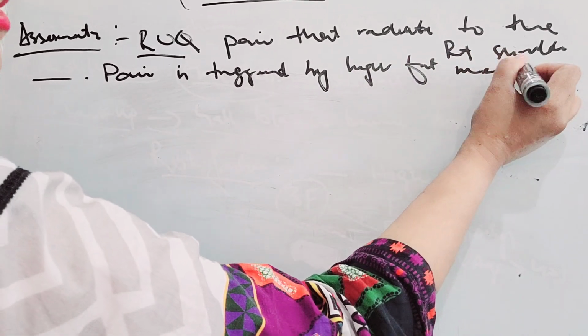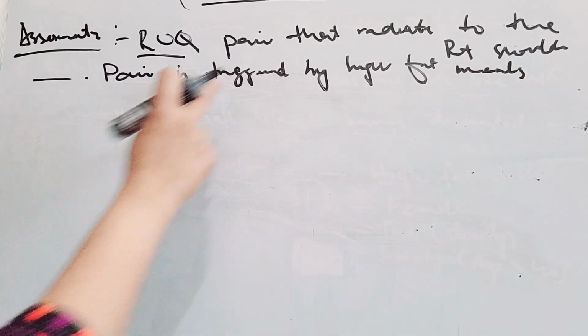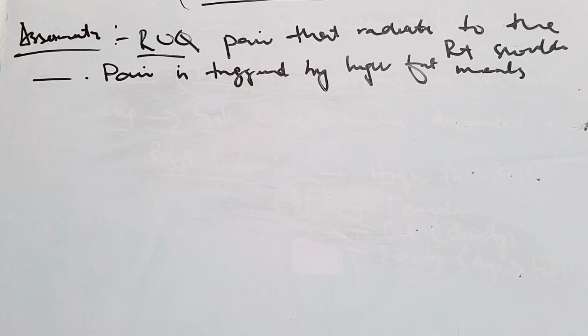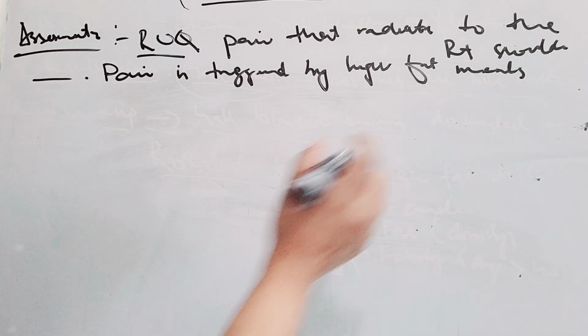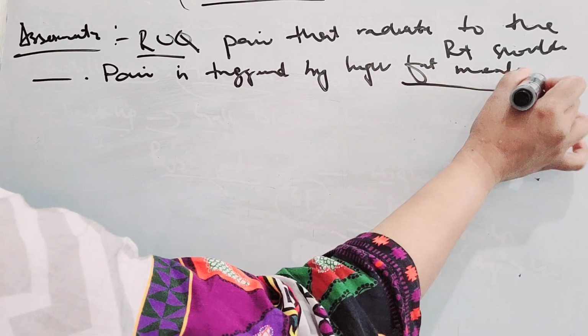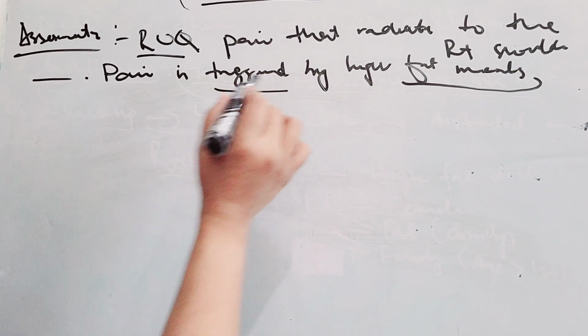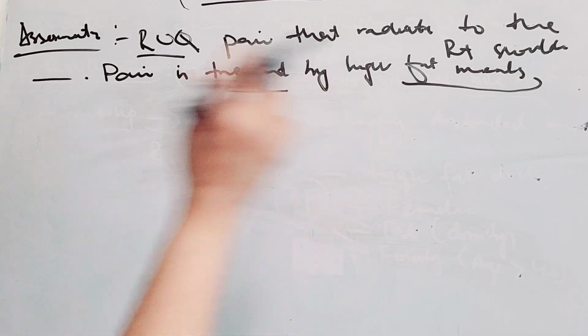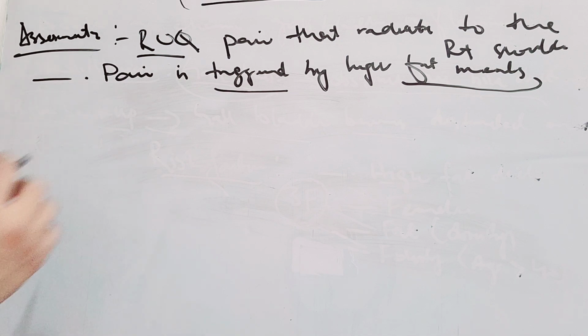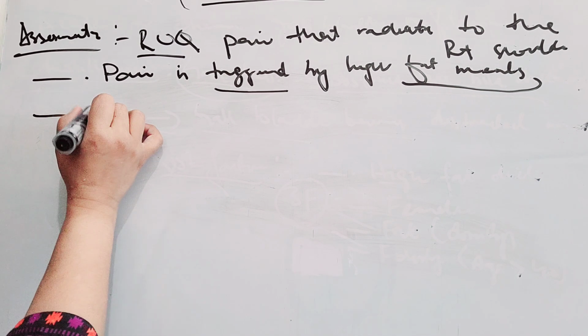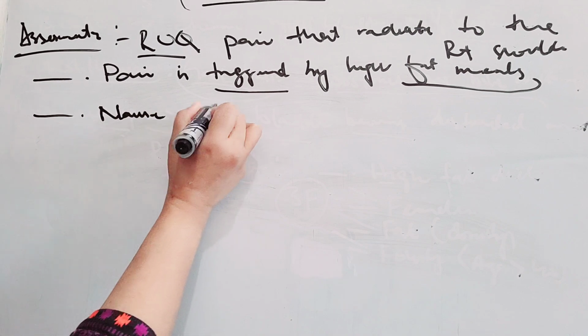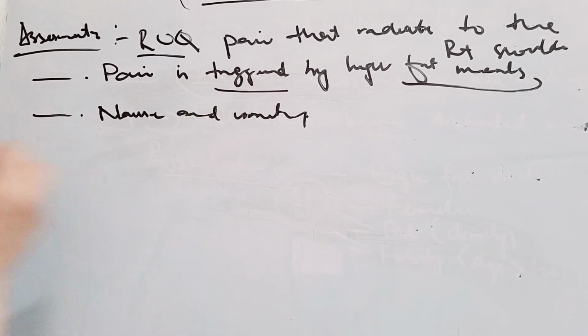This means if the patient takes a high fat meal, the pain will be triggered, because fat stimulates gallbladder contractions. So that's why the patient feels pain when taking a high fat meal. Then the patient has nausea and vomiting.